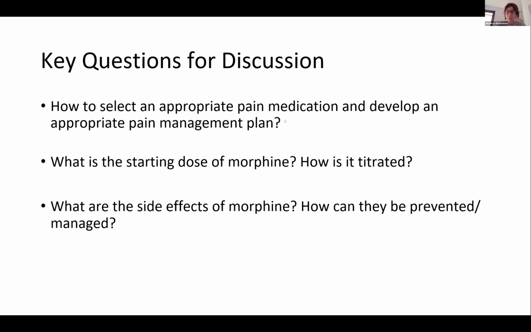So here, just some questions to start any discussion. The first question is, how would you select an appropriate pain medication and develop an appropriate pain management plan? Okay, so just have a think about that. So how do you know which would be the right medication to start with? And what is the usual starting dose of morphine, and how can we titrate it? And think about what are the side effects of morphine, and how can they be prevented? How can we manage the side effects of morphine?